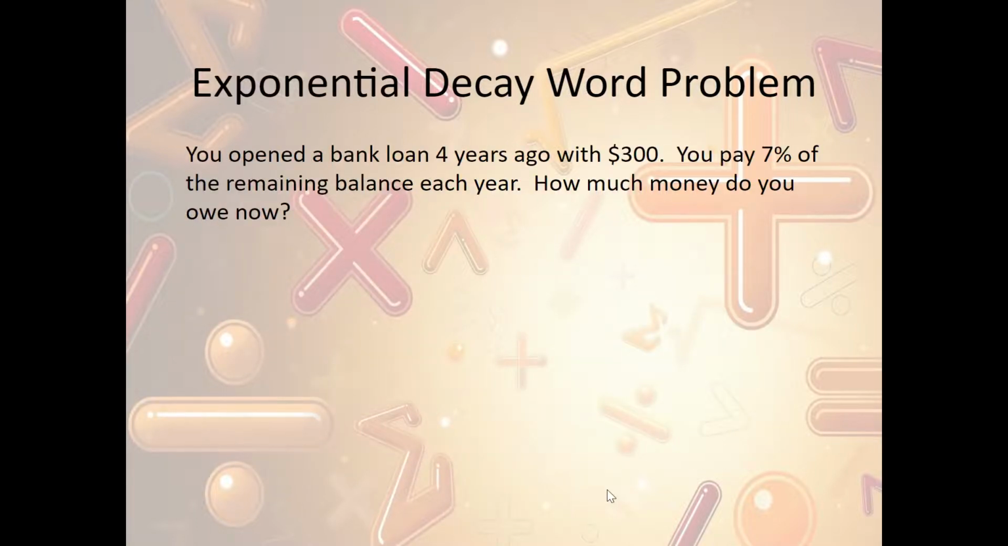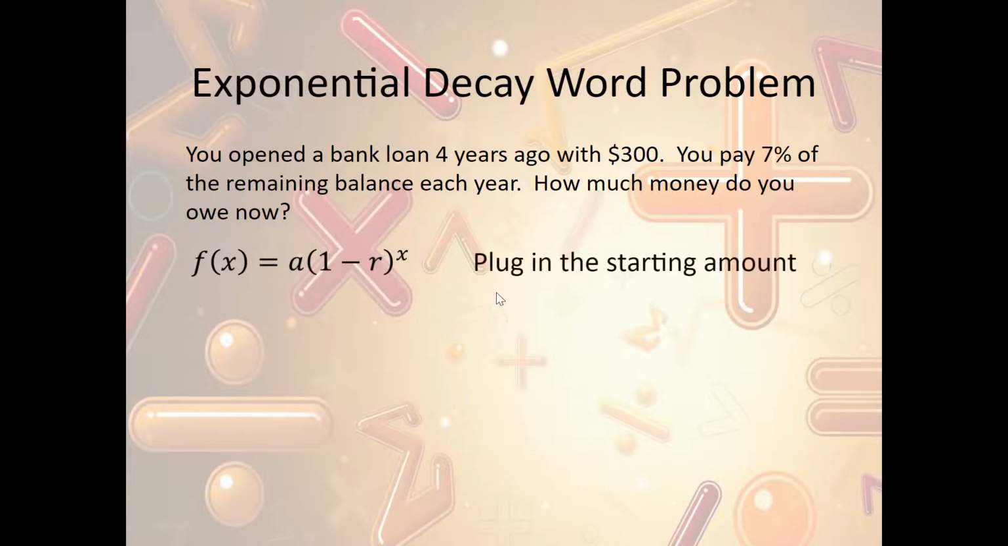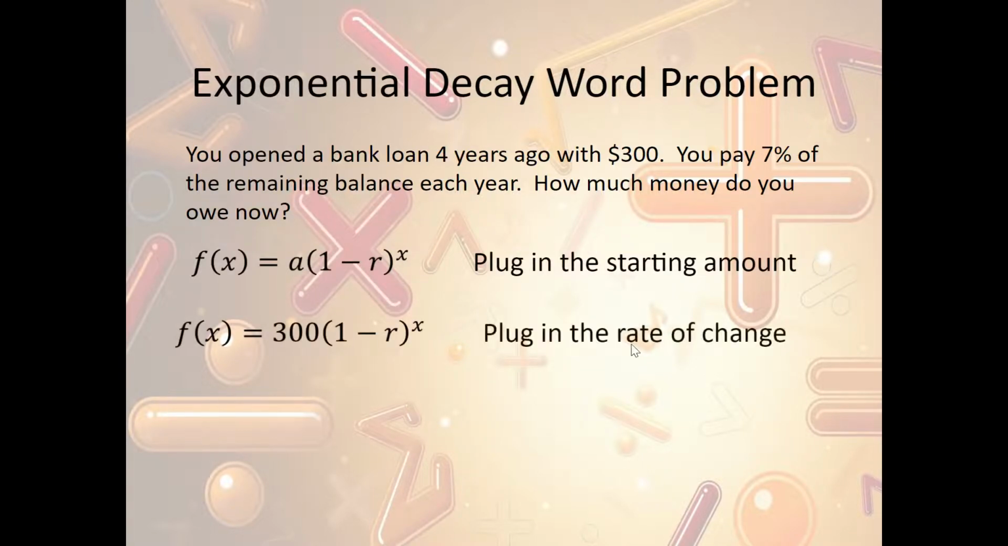Let's look at one more exponential decay word problem. So it says you opened up a bank loan 4 years ago with $300. You pay 7% of the remaining balance each year. How much money do you owe now? So again, it's decay because the amount of money we owe is going down. So we start with f of x equals a times 1 minus r to the x. So the first thing we do is plug in our starting amount. Our starting amount is $300, so that goes in for A. And we're making payments, so we're going to plug in our rate of change. We're paying 7% each time, so it's 7. We're going to move the decimal back 2 places, so 1, 2, so that's 0.07.